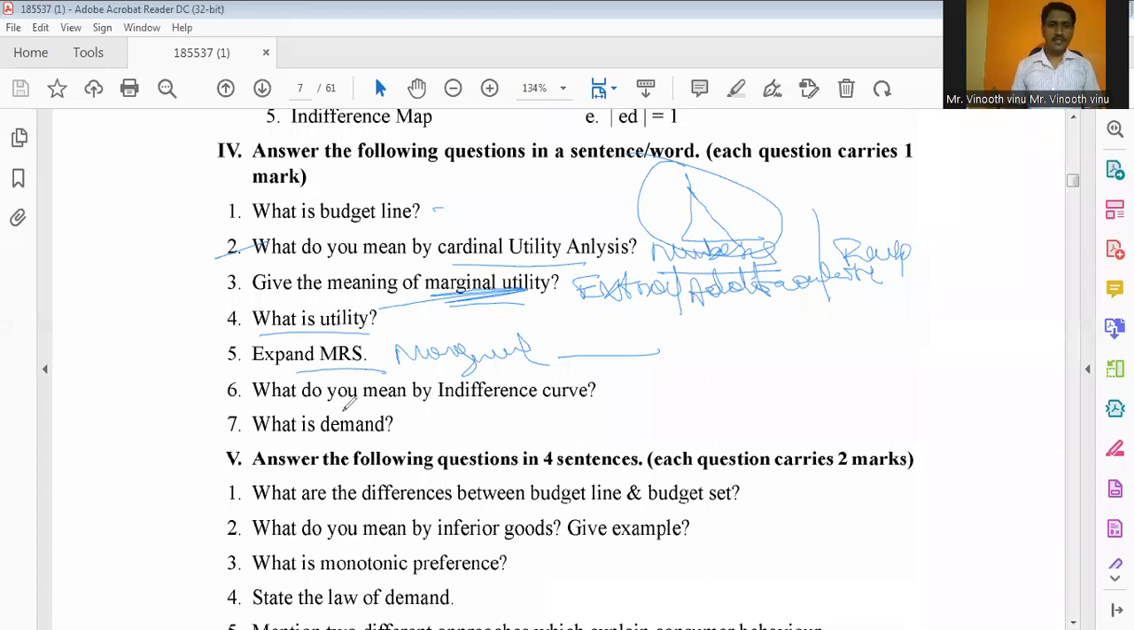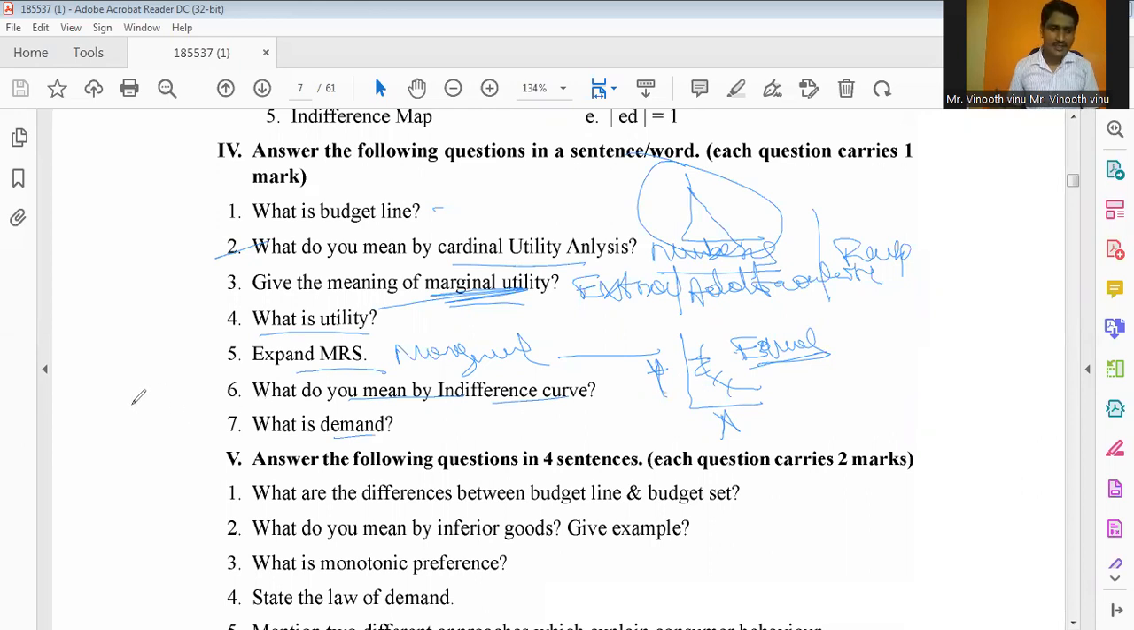Okay. Yes. Next. What do you mean by indifference curve? Indifference curve refers to different combinations of two goods in which the consumer gets an equal level of satisfaction. That's called indifference curve. What is demand?